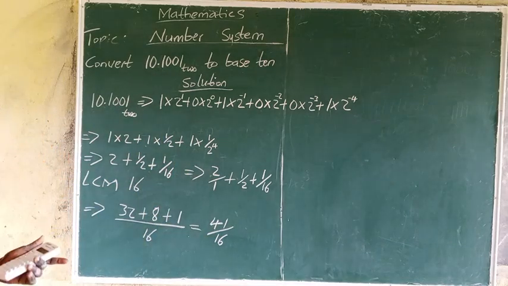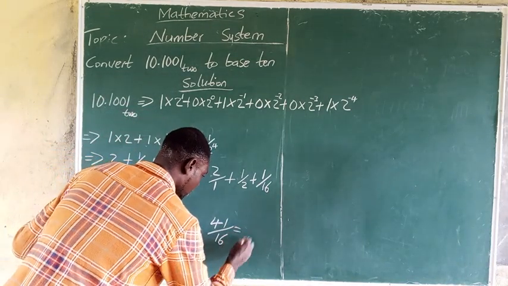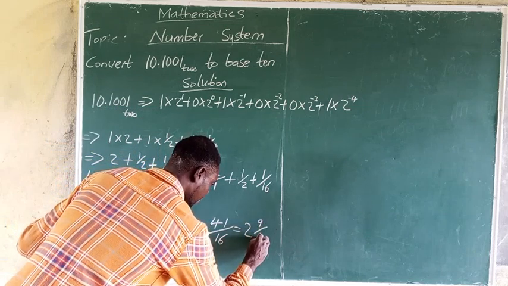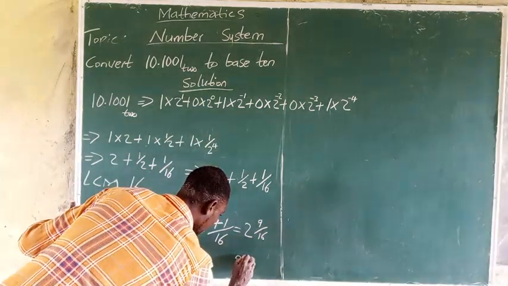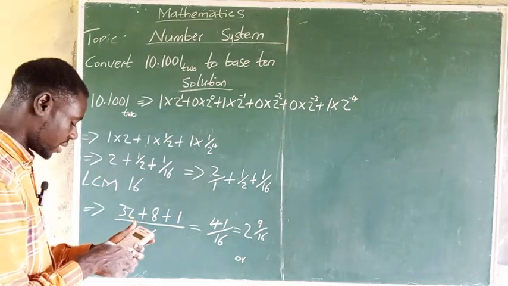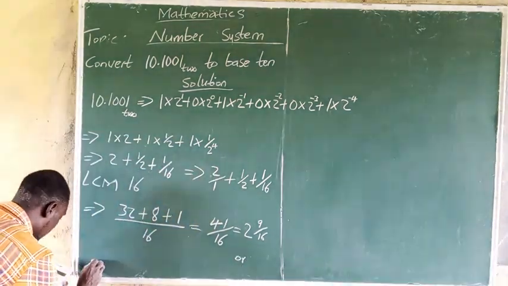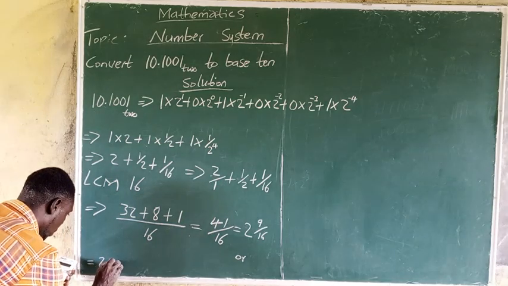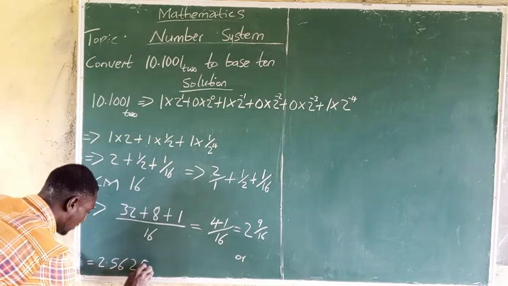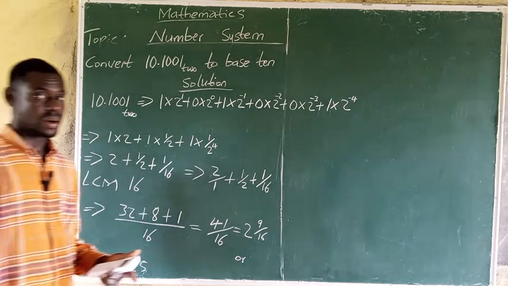41 over 16. How many times can 16 go into 41? We have 2 whole number, 9 over 16. Or let's just take it direct. 41 divided by 16 is equal to 2.5625. Approximately, I can do 2.56 or 2.563. You are still correct, okay?